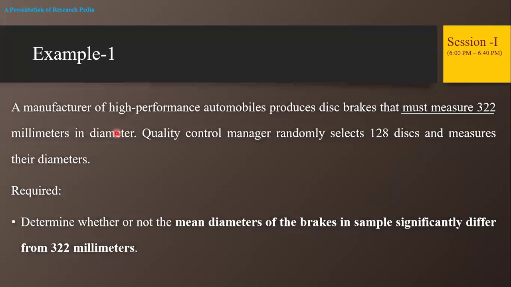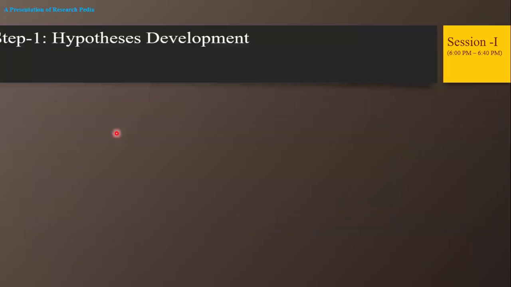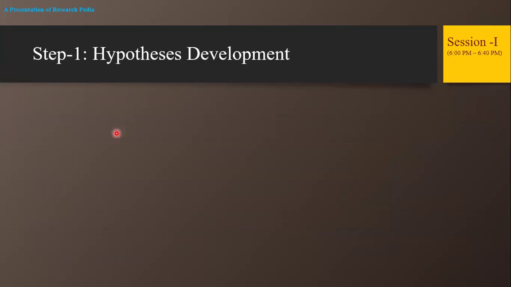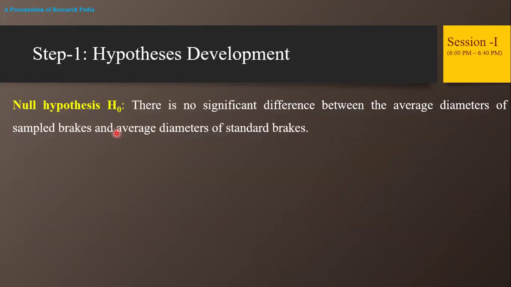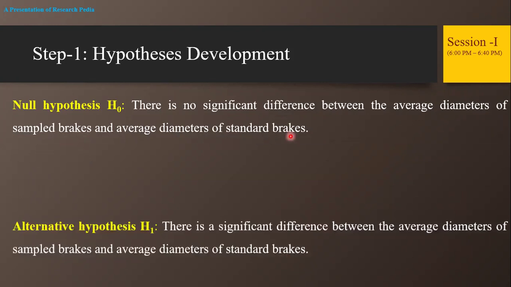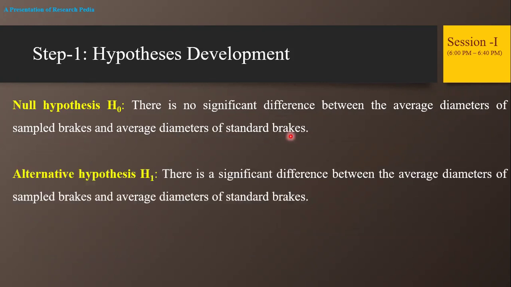So what we will do is load our data set into SPSS, and we need to test the following hypotheses. The null hypothesis is that there is no significant difference between the average diameter of the sample brakes and the average diameter of standard brakes. The alternative hypothesis is that there is a significant difference between the average diameter of sample brakes and the average diameter of standard brakes. If our null hypothesis is rejected, then we will conclude our alternative hypothesis.